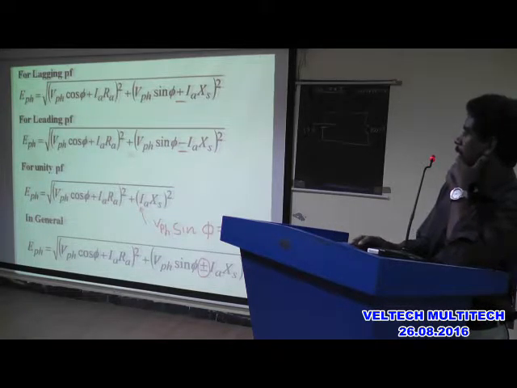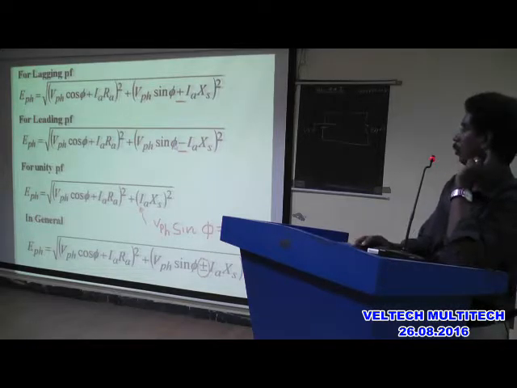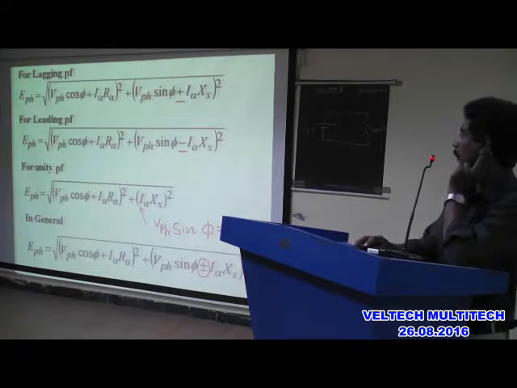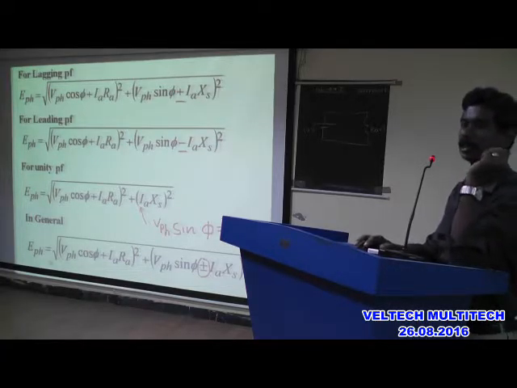In leading power factor, here the minus will come. Then the unity power factor, so here sin phi becomes 0. Phi equal to 0, sin phi 0, so only IaXs will come. Okay, so by combining these three equations, we can develop the generalized equation.